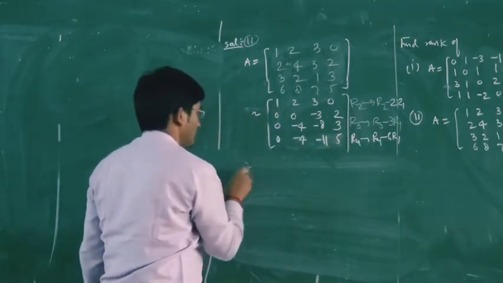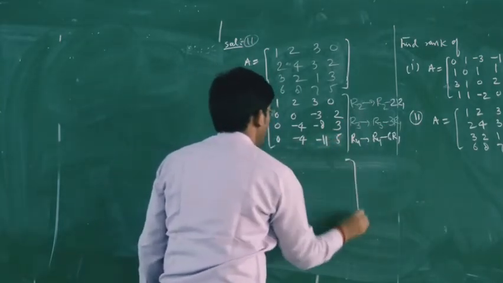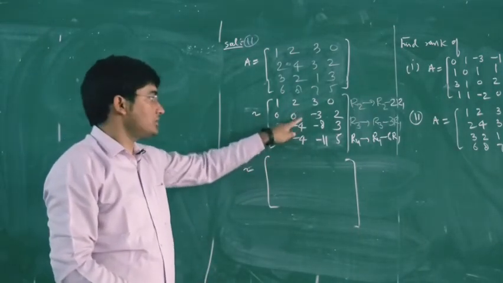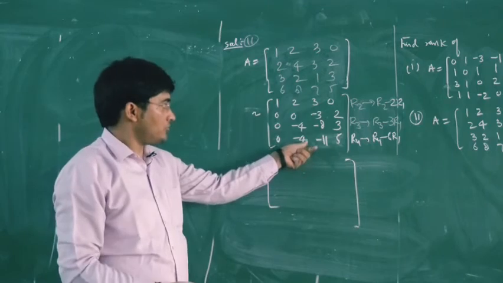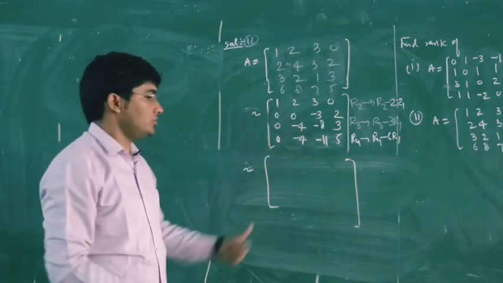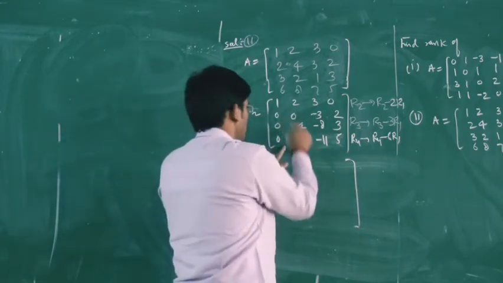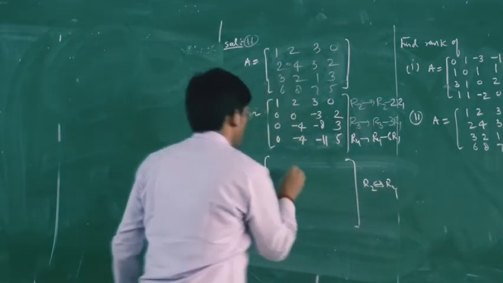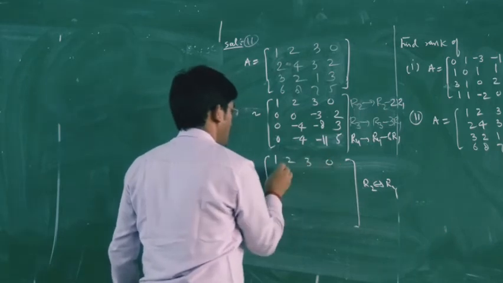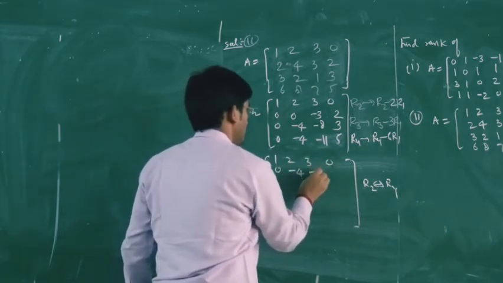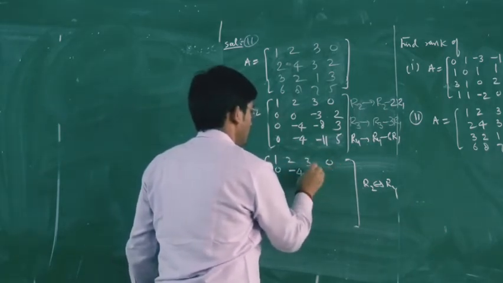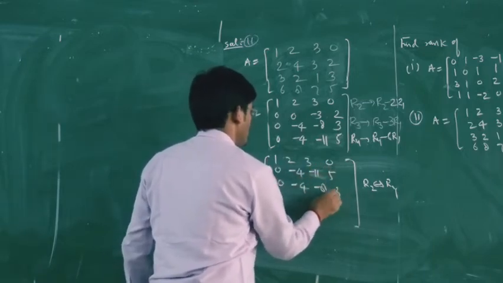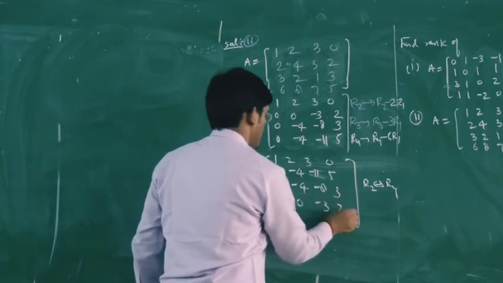Then let us interchange R4 and R2, because this is 0, so we will not have to remove this 4 as 0. So let us interchange this R2 and R4. So this will be 0, minus 4, minus 8, minus 11, 5. Then we will have 0, minus 4, minus 8, 3. Then 0, 0, minus 3, 2.